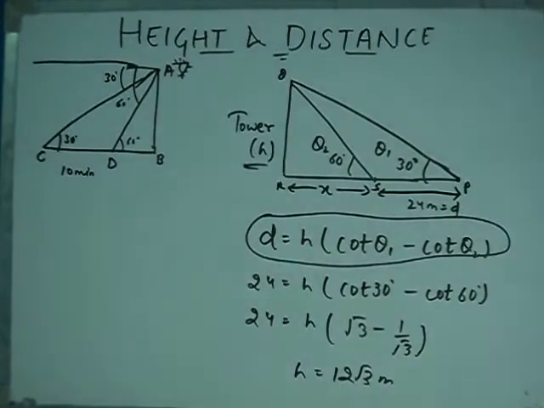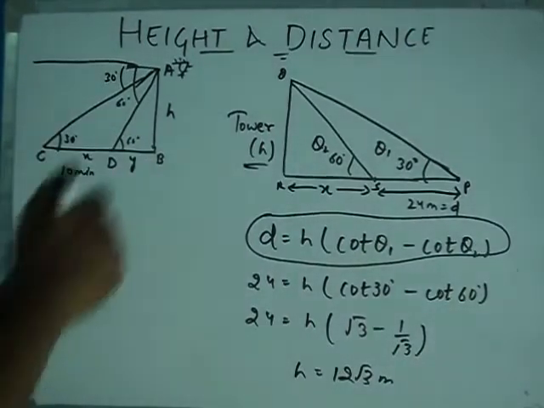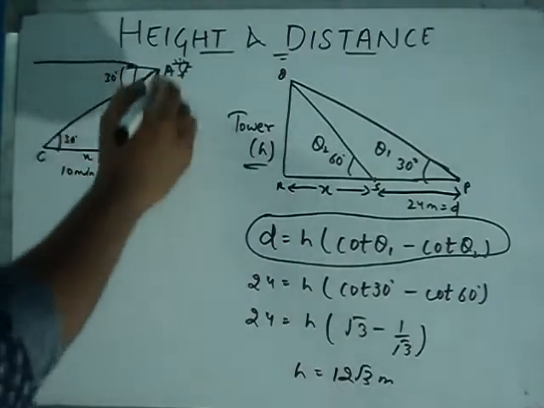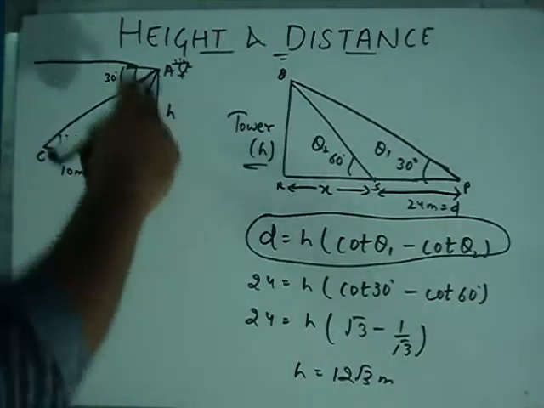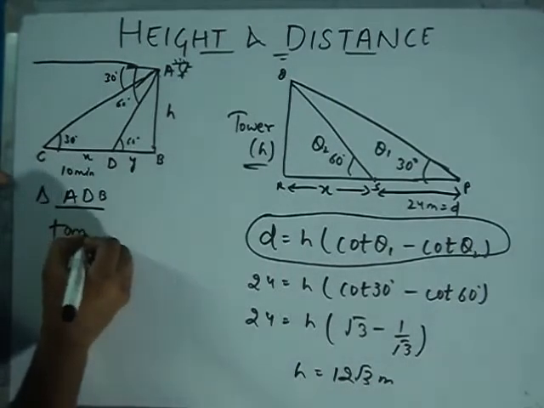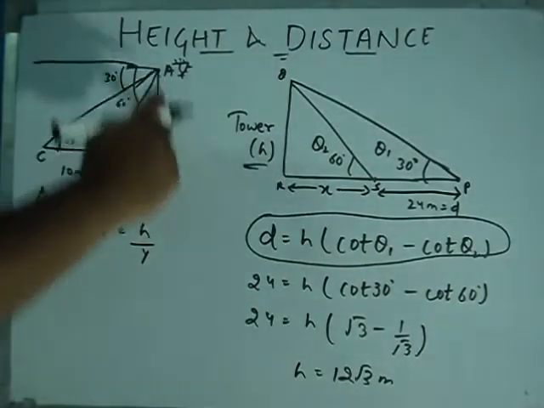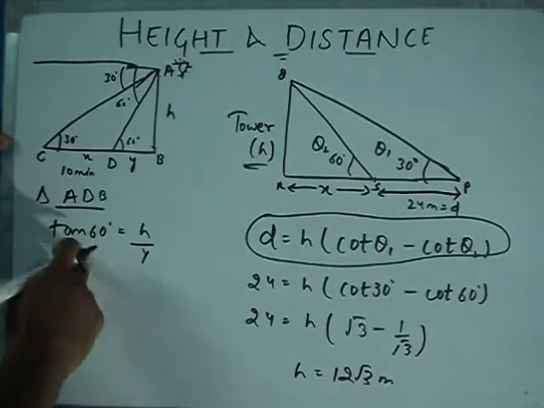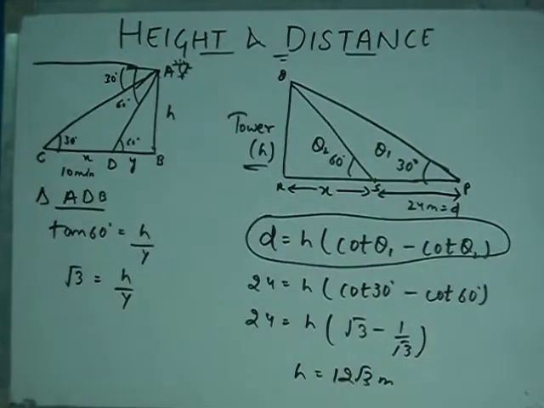So what we have is h, the height of the tower, and we have two angles. So what we can do is, like, this is x, this is y. We have two triangles, this triangle and this triangle. Taking one triangle at a time, we find various relations. Taking this triangle ADB, what we get is tan 60 is the ratio of h divided by y. So tan 60 is root 3, so root 3 equals h by y.